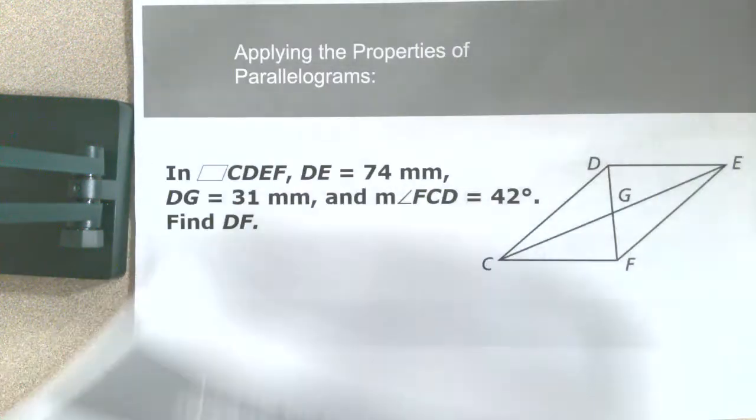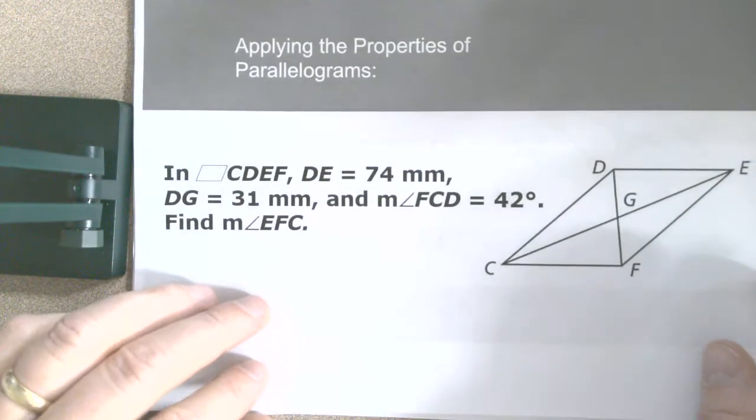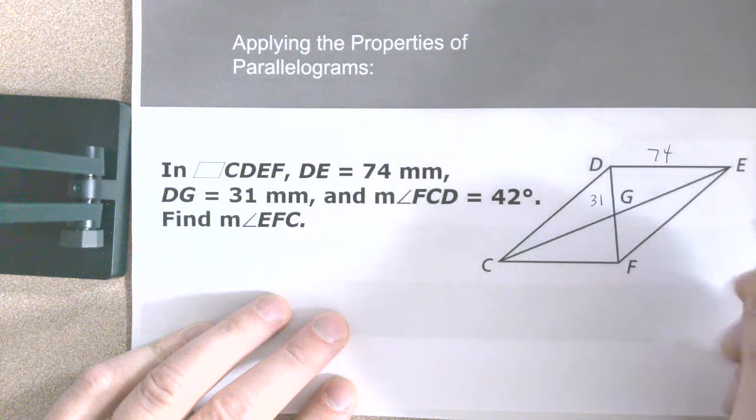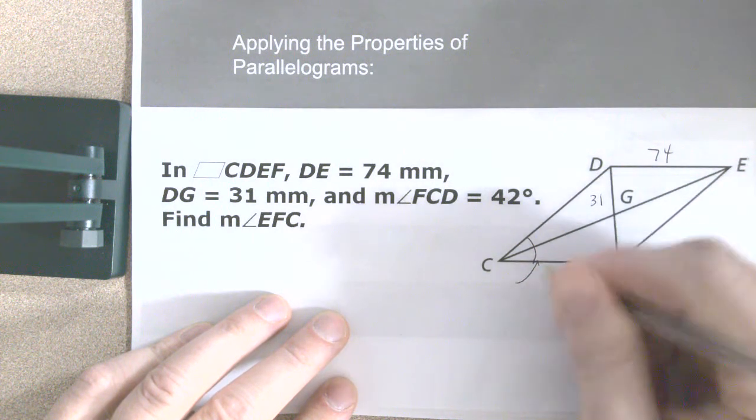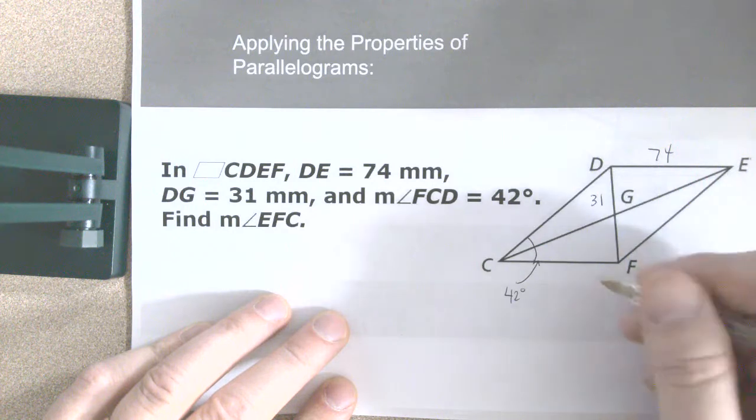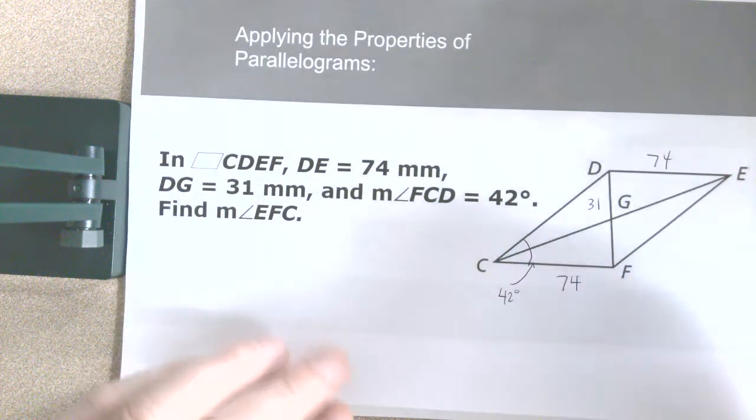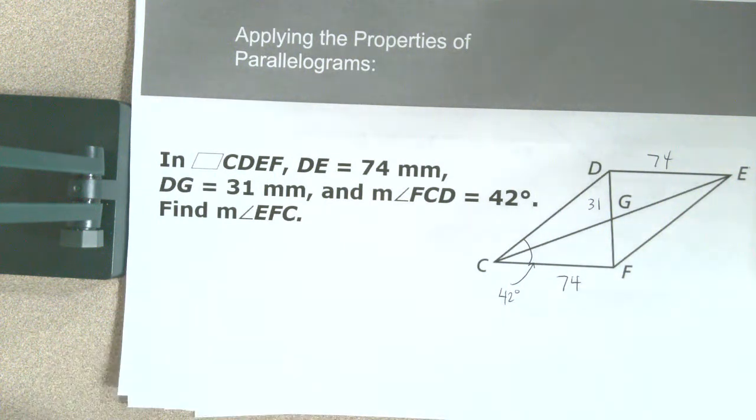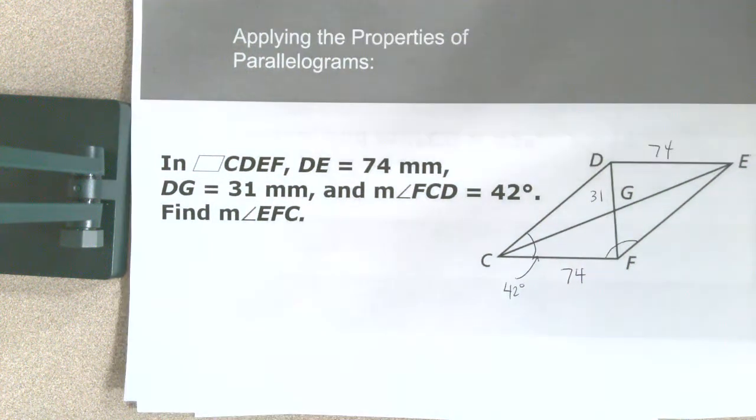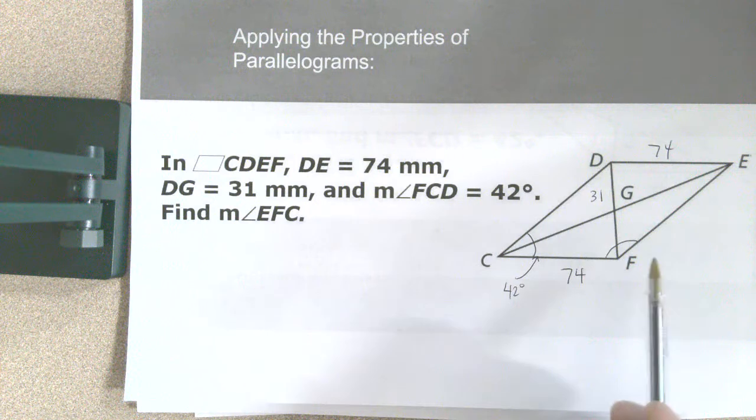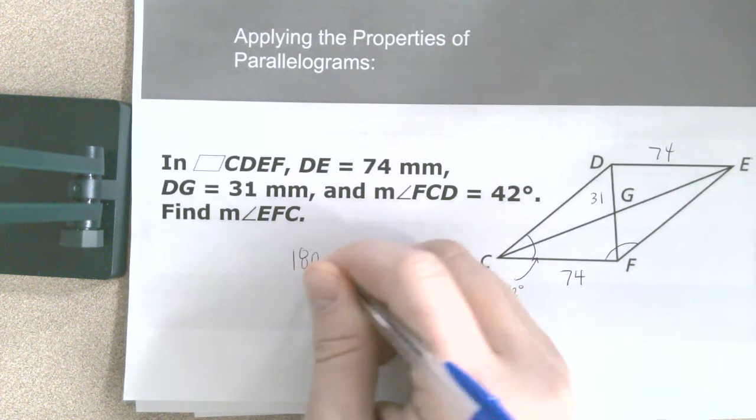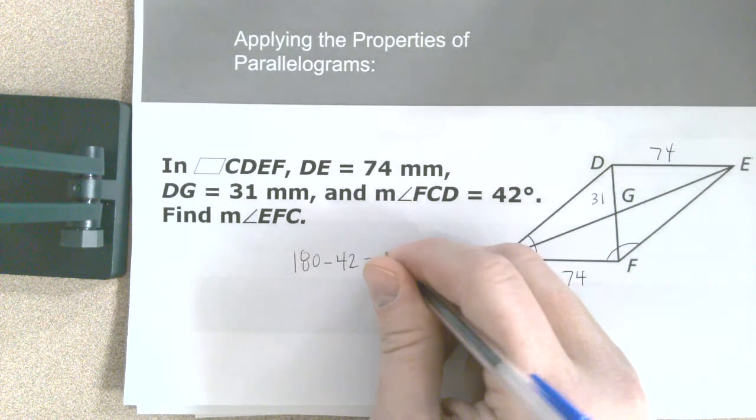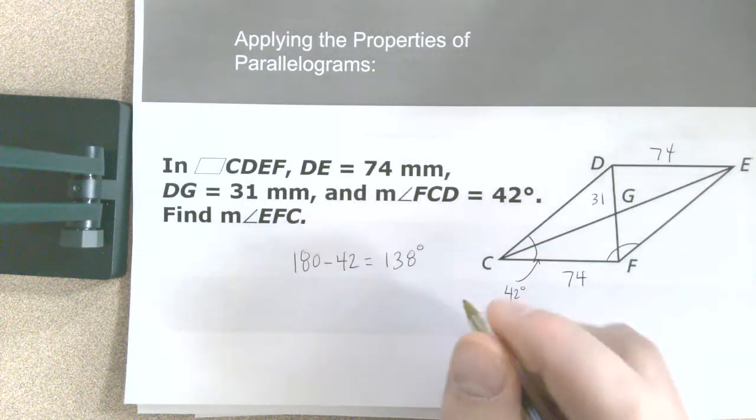Okay, let's do another question related to that same picture. They're still telling us that DE is 74, that DG is 31, bottom angle is 42. We've already said that CF is 74. Now they want to know what's the measure of angle EFC. For us to find the measure of EFC, we're going to do 180 minus 42. Well, 180 minus 42 is 138.